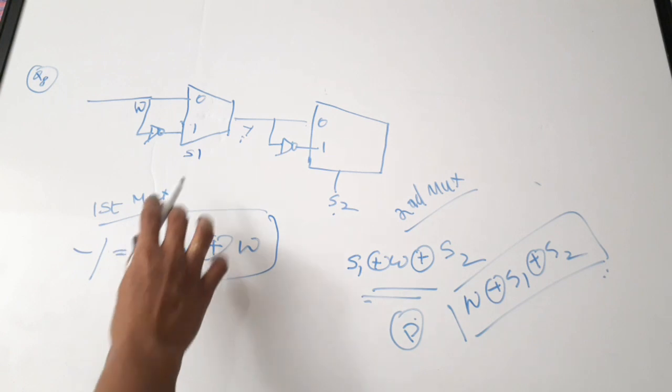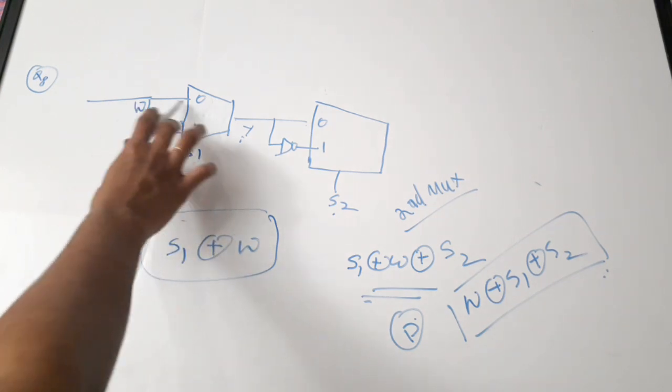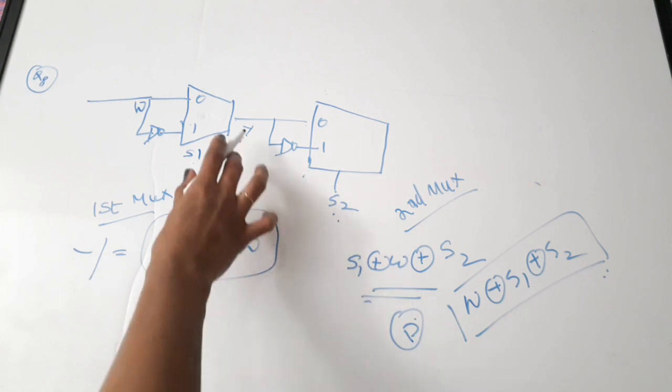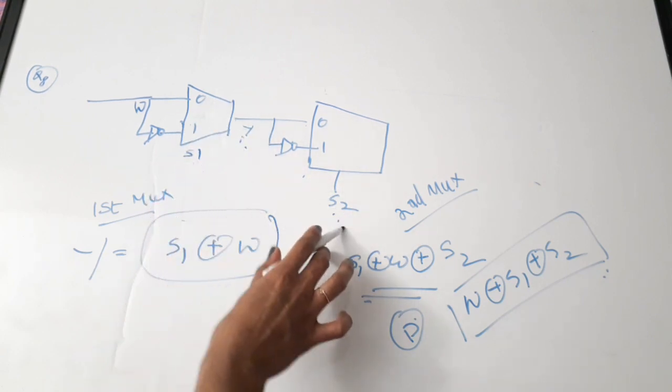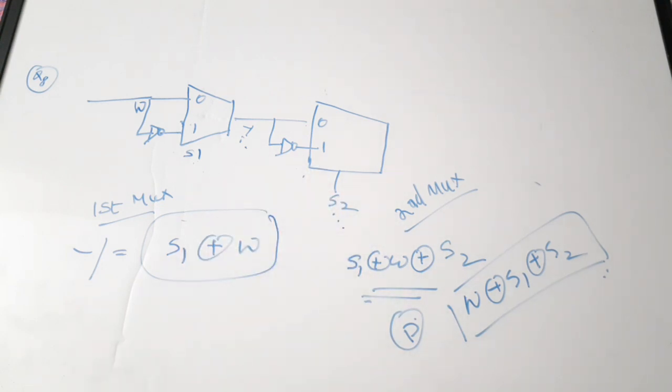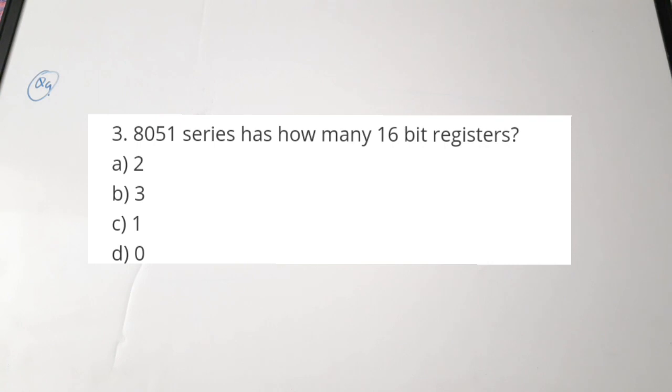See, here for the first mux, when S1 is 0, we will get W. When S1 is 1, we will get W bar. Similarly, for S2, consider the output of first mux is Y. When S2 is 0, we will get Y. When S2 is 1, we will get Y bar. Okay. So the correct answer is option D. The next question is from microcontrollers. 8051 series has how many 16-bit registers? A 2. You can see the question on board. B 3, C 1, D 0. Correct answer is 2. There are two 16-bit registers which are DPTR and program counter. Okay. Correct answer is option A, which is 2.